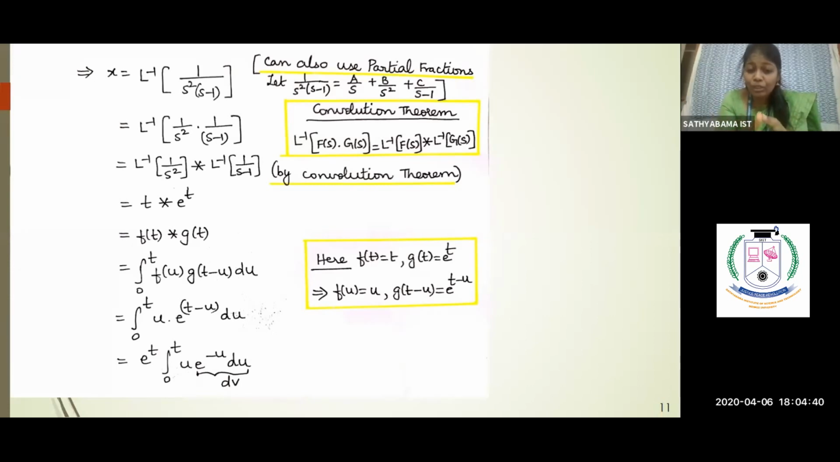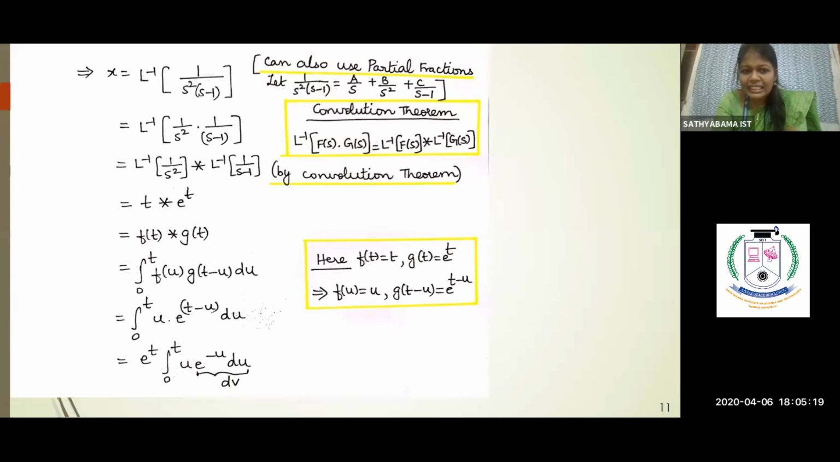I hope you remember. I want you to concentrate on the yellow highlighted one, the statement of convolution theorem. What is L inverse of f of s into g of s? It is L inverse of f of s convolution L inverse of g of s. Okay, so let's use this theorem here now. Please listen carefully. 1 by s square is my f of s. 1 by s minus 1 is my g of s. So what is L inverse of f of s into g of s? It is L inverse of 1 by s square, convolution L inverse of 1 by s minus 1, which is my L inverse of g of s.